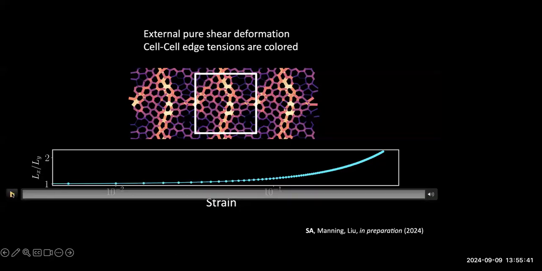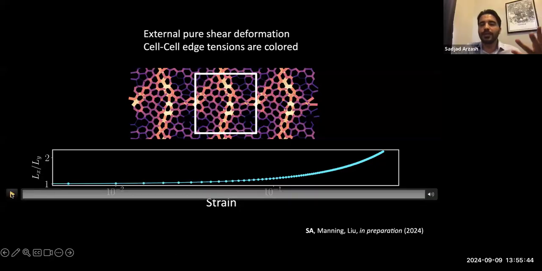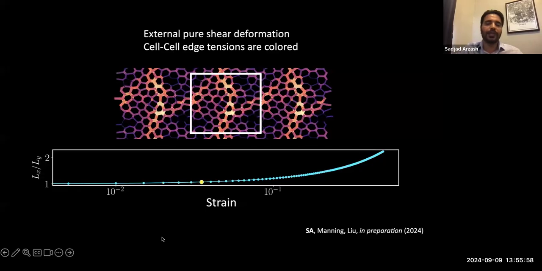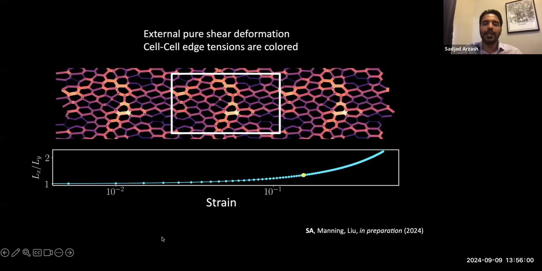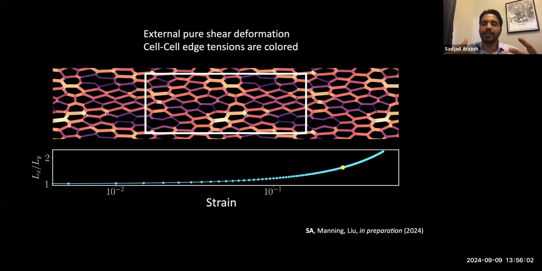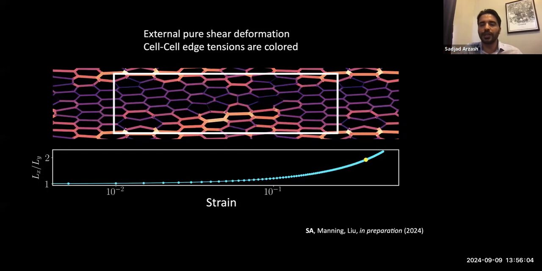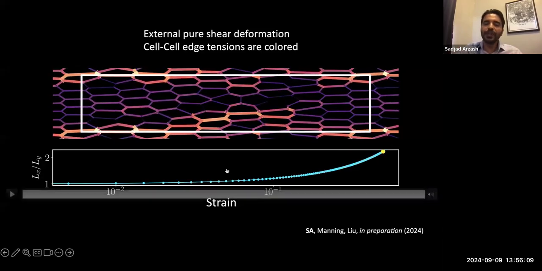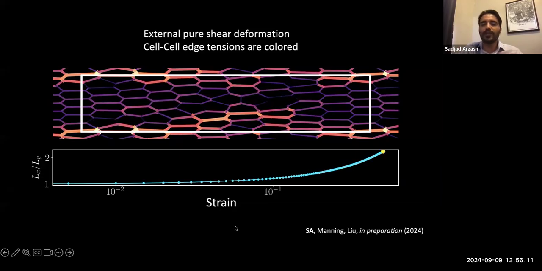And just related to the other question, how can we compare this to an externally driven kind of deformation? If instead of internally tuning these edge tensions, I just stretch this tissue, what kind of edge tension patterns do I see? So this is basically a simulation of pure shear external deformation on the same type of tissue, versus strain, since we're just applying this pure shear deformation.